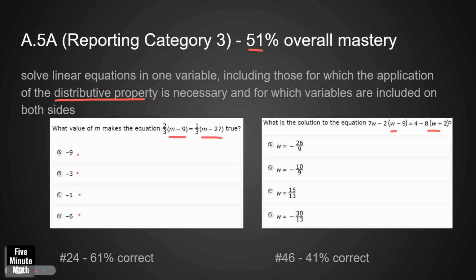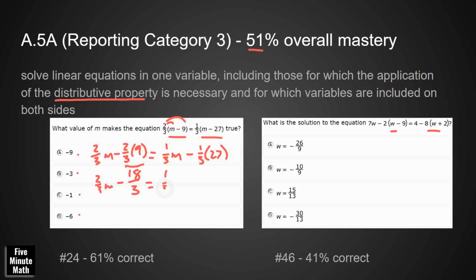So let's distribute. If I distribute this, it's going to be 2/3 m minus 2/3 times 9 equals 1/3 m minus 1/3 times 27. So really I need to figure out what's going on right here. So 2/3 times 9, that's really 9 over 1. If I multiply, it's going to be 18 over 3, which is 6. This is going to be 27 over 3, which is going to be a 9. So I have 2/3 m minus 6 equals 1/3 m minus 9.